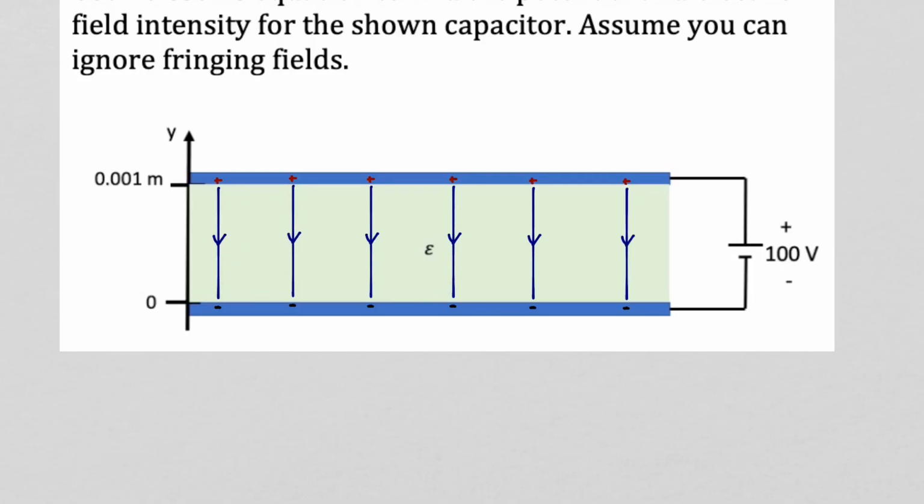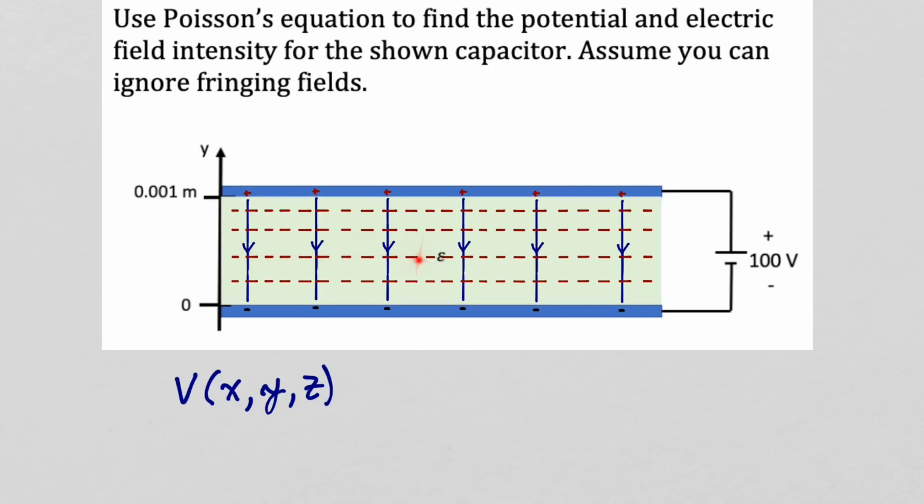We have Cartesian symmetry, so we'll work in the Cartesian system. These dashed lines represent equipotential surfaces. They're perpendicular to the electric field intensities, so no work is done when you move along these surfaces. So the electrical potential will not depend on x or on z.